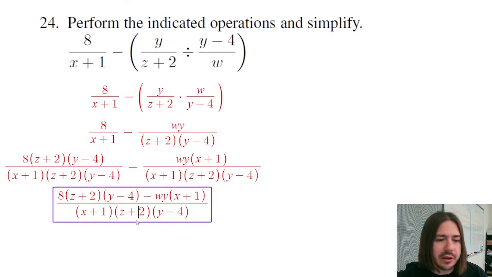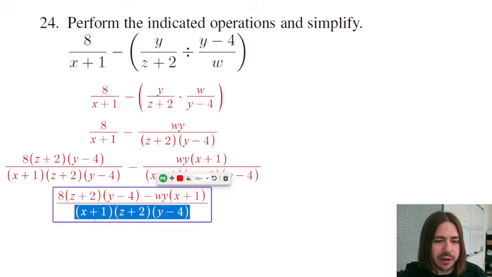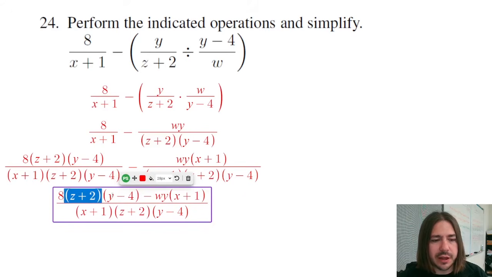Our last step here, we're going to be simplifying this expression a little bit and writing it in standard form. I don't think it's really worth doing it to the denominator. We can leave that in factored form. But basically what I'm going to do here is multiply these two binomials together, then distribute the 8. I'm also going to distribute the negative wy to both x and 1.